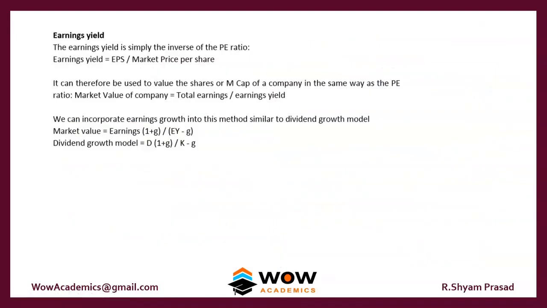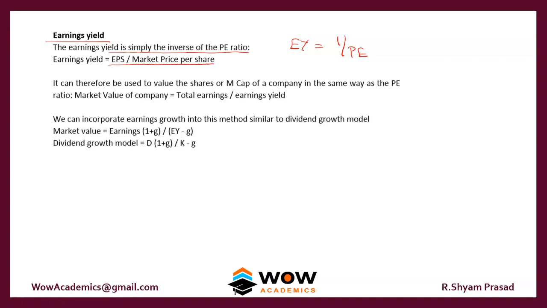So the next method is called the earnings yield method. The earnings yield method is simply the inverse of PE ratio. So if you know the PE ratio, then earnings yield will be like this. 1 divided by PE is the earnings yield ratio. Earnings yield equals EPS divided by MPS.